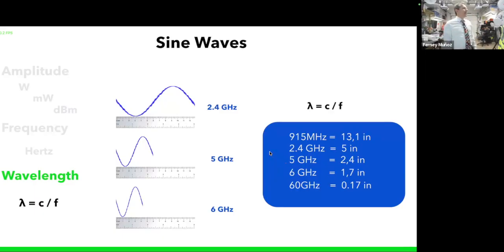Okay. Bigger waves will go through stuff easier. Shorter waves will have a harder time going through obstacles, going through stuff. Okay?